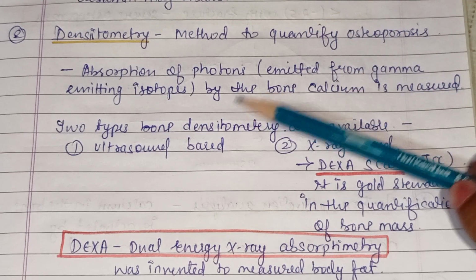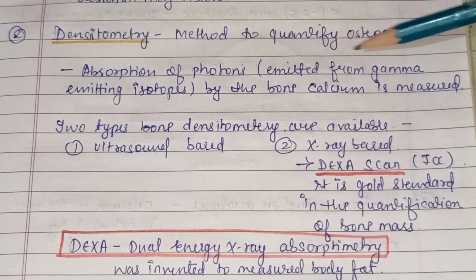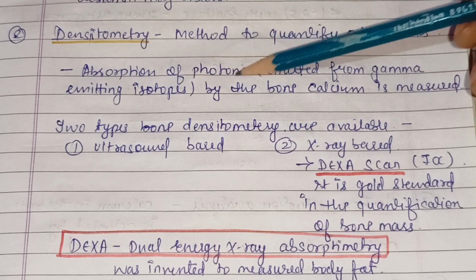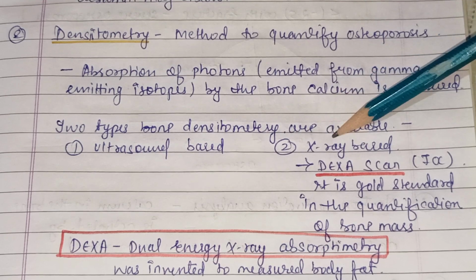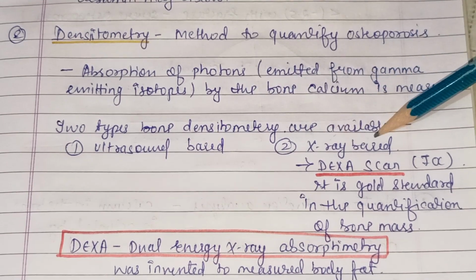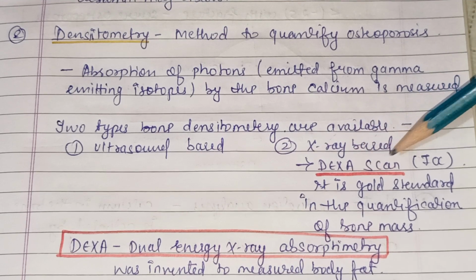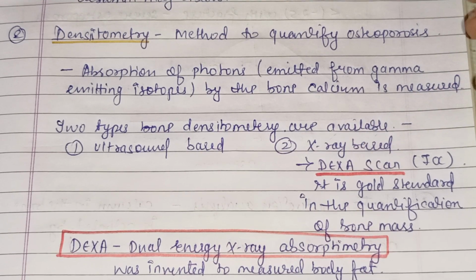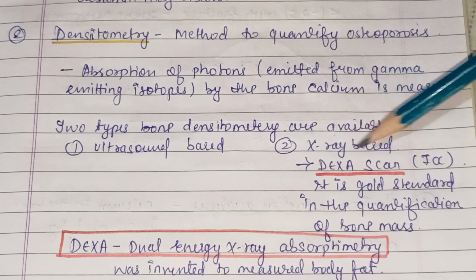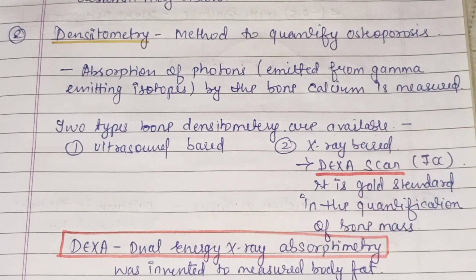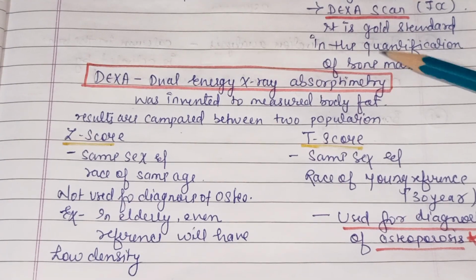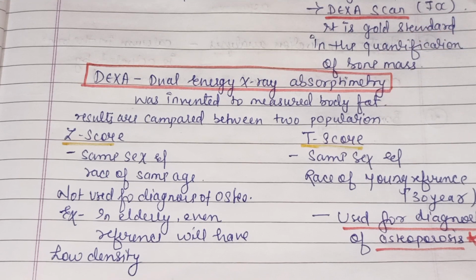In this method, the absorption of photons emitted from gamma-emitting isotopes by the bone calcium is measured. Two types of densitometry are available: ultrasound based and X-ray based. In X-ray based, the DEXA scan is the investigation of choice for osteoporosis. DEXA full form is dual energy X-ray absorptiometry. Here is something important to learn about the DEXA scan. It is the gold standard in the quantification of bone mass.